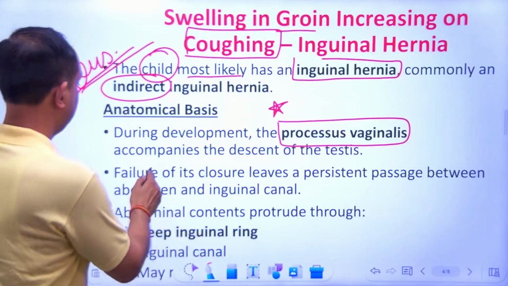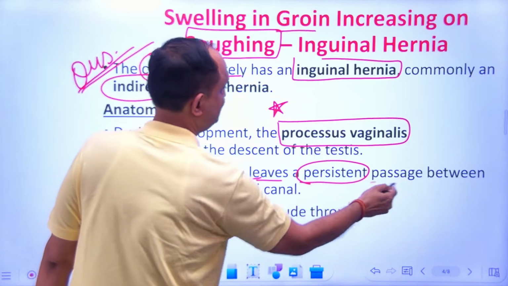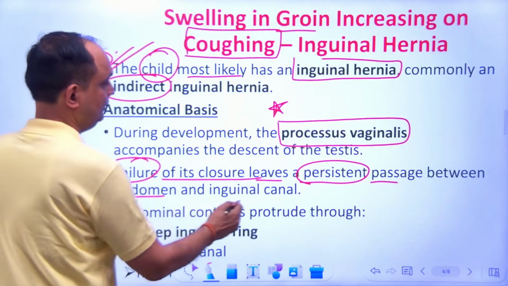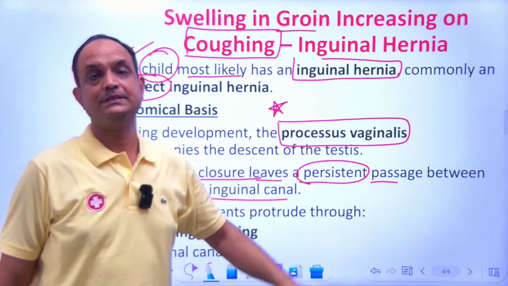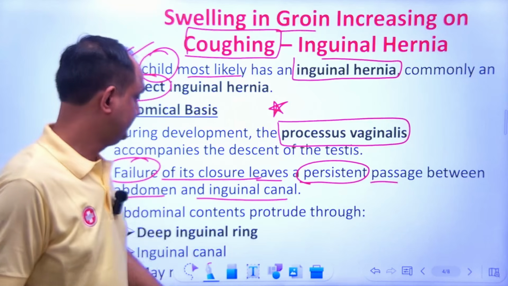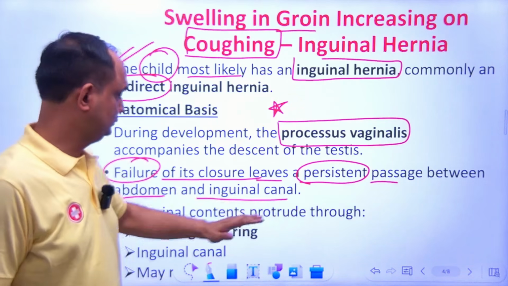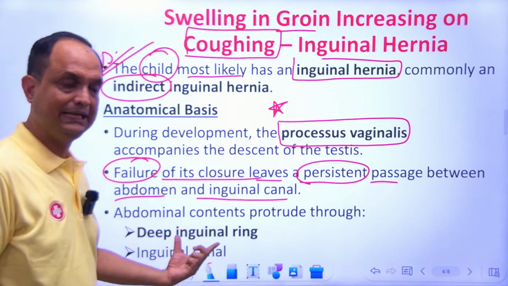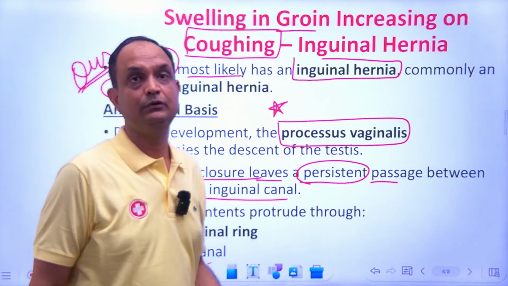So if there is a failure of closure, it leaves a persistent passage between the abdomen and the inguinal canal, that means there is a failure of obliteration of the processus vaginalis. Now this will lead to the contents protruding through the deep inguinal ring, then they will pass through the inguinal canal, and they may enter into the scrotum.